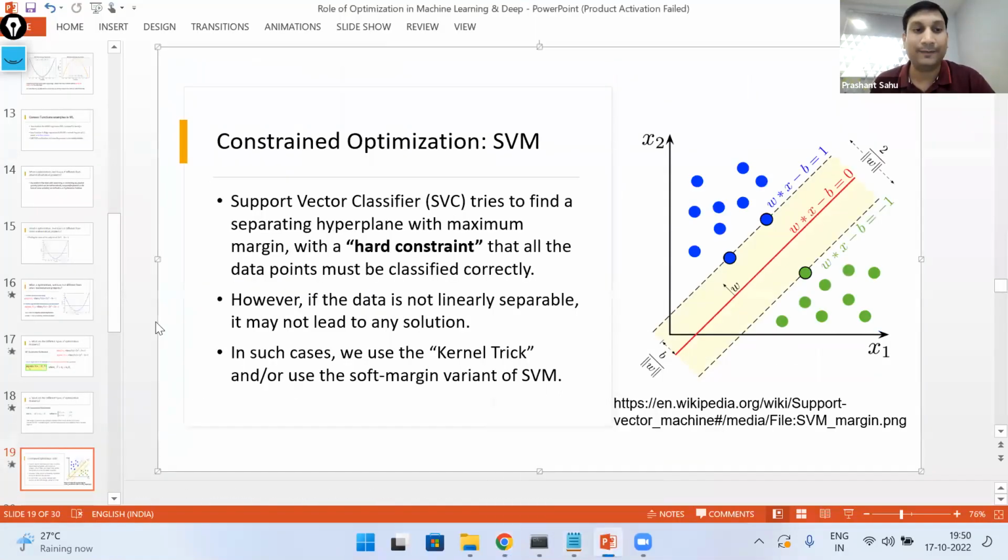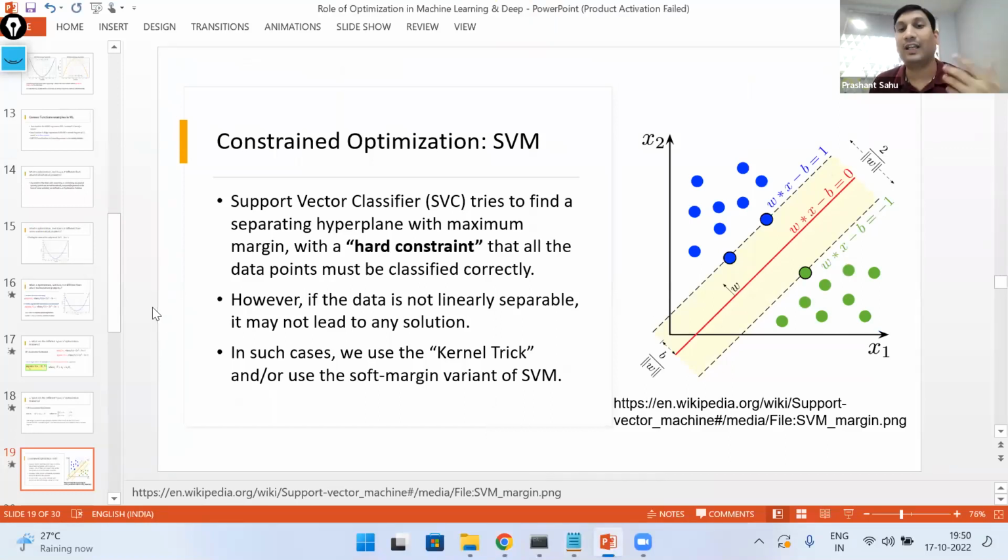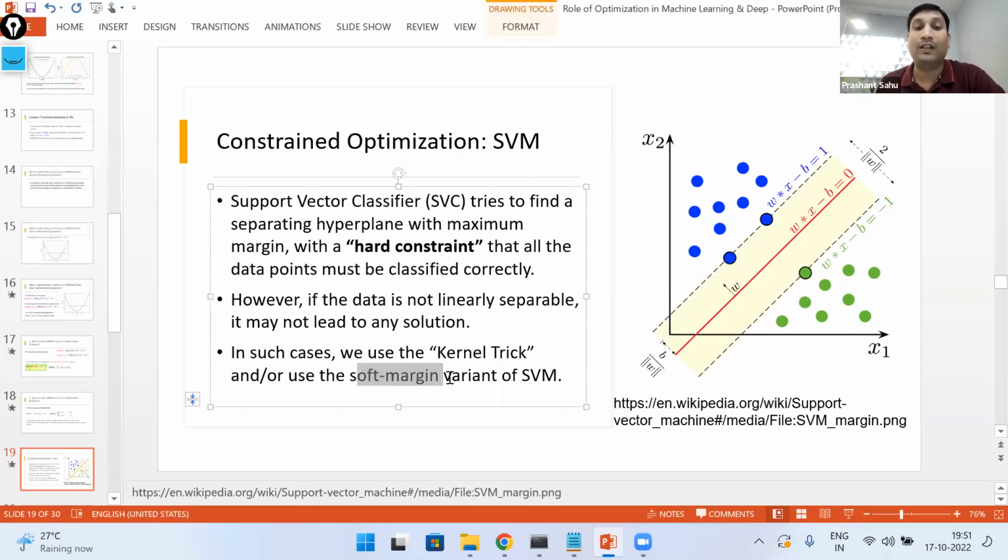Clear? Now there can be hard constraints, there can be soft constraints. Hard constraint means that that constraint has to be followed, whatever happens. And there can be conflicting constraints also. And if those conflicting constraints are hard constraints, you may not end up with any solution. So that is why you can impose a soft constraint also. Or if the data is not linearly separable, then you have to use something called a kernel trick, or you can go with a soft margin variant.